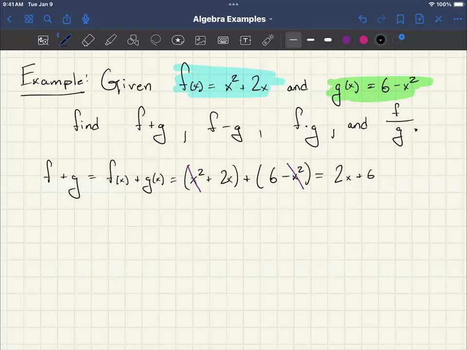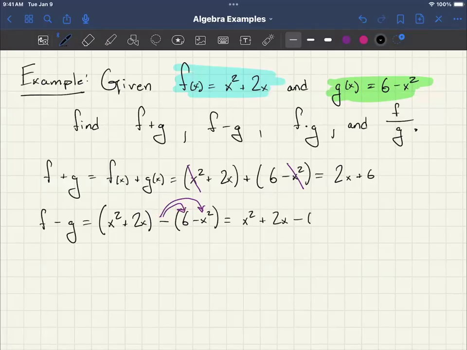All right, let's see what happens when we look at f minus g. I'm going to skip writing the f of x plus g of x, or minus in this case, part out. We'll just go directly into plugging our functions in. X squared plus 2x, and we are subtracting 6 minus x squared. Now, this is where parentheses are really important because you'll notice we have that negative sign that has to distribute. Do not forget distributing things. This is why parentheses are our very best friend when it comes to doing math problems.